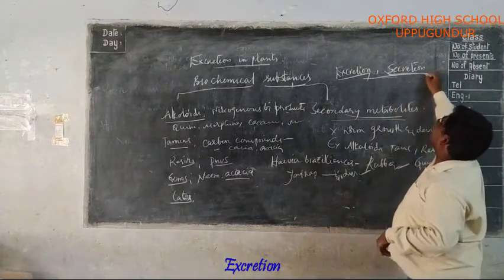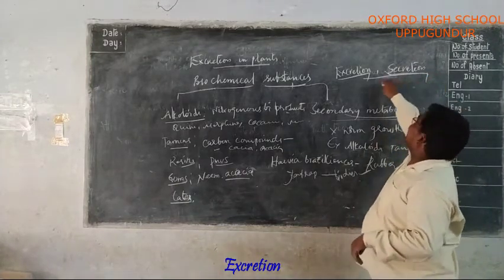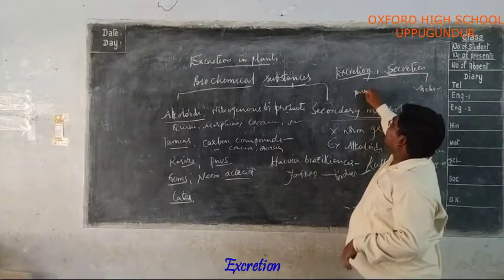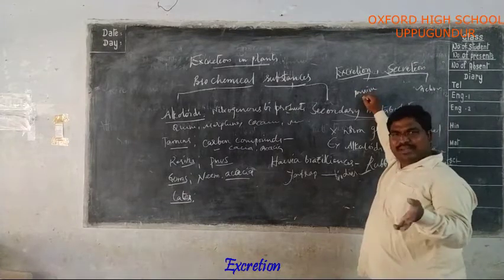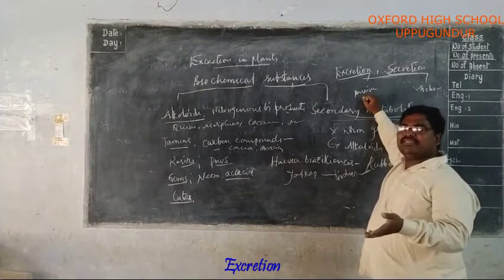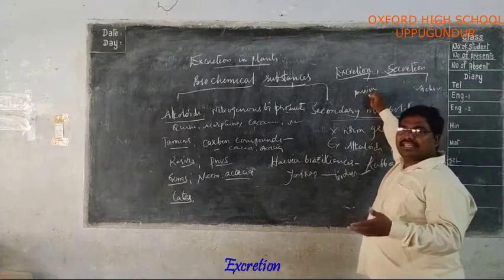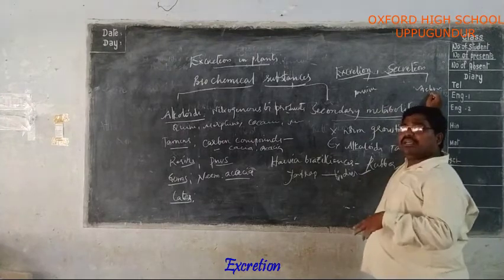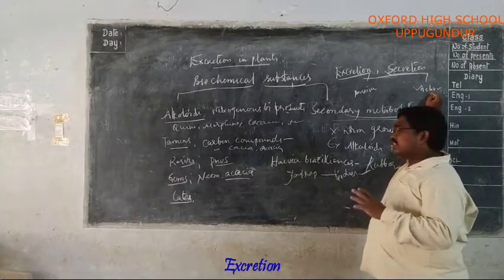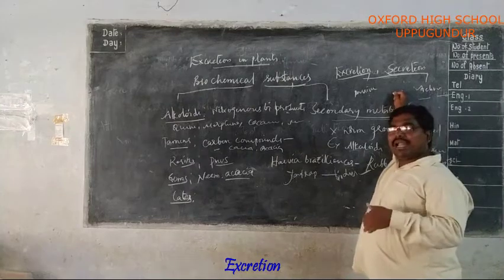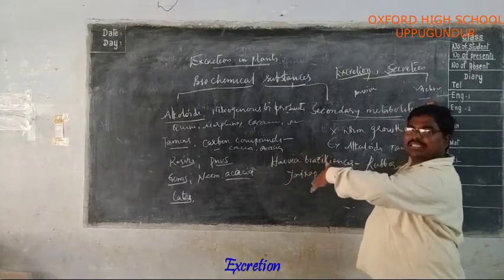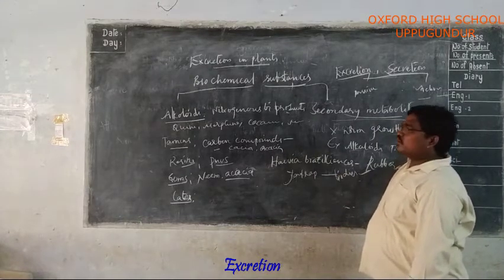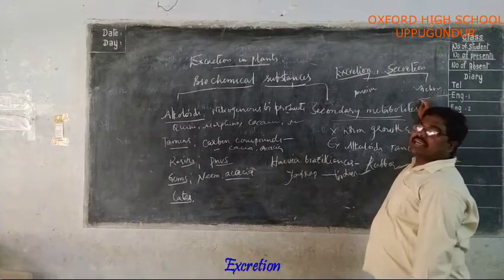Excretion is active in nature, while secretion is passive in nature. We know tears, sweat, urine and waste materials are removed from the body; that is excretion. In the human body, hormones and enzymes are moved from one place to another; that is secretion. In plants also, secondary metabolites are secreted from one place to another place. You understand this? So this is excretion versus secretion.